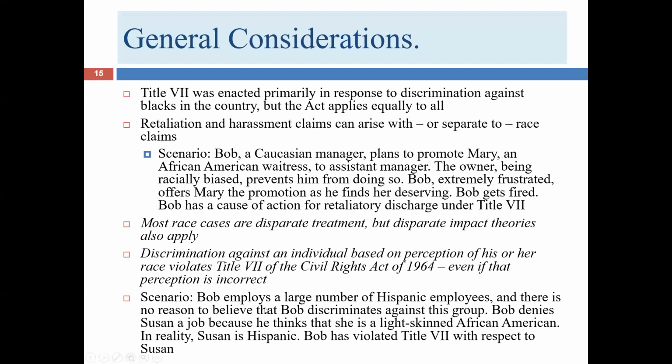Let's consider this scenario. Bob employs a large group of Hispanic employees, and no one thinks that Bob discriminates against Hispanic employees. Bob denies Susan a job because he thinks she's a light-skinned African American. In fact, Susan is Hispanic. Bob ordinarily doesn't discriminate against Hispanic people, but he does discriminate against African Americans. And so because Bob misidentifies Susan, Bob has violated Title VII with respect to Susan.